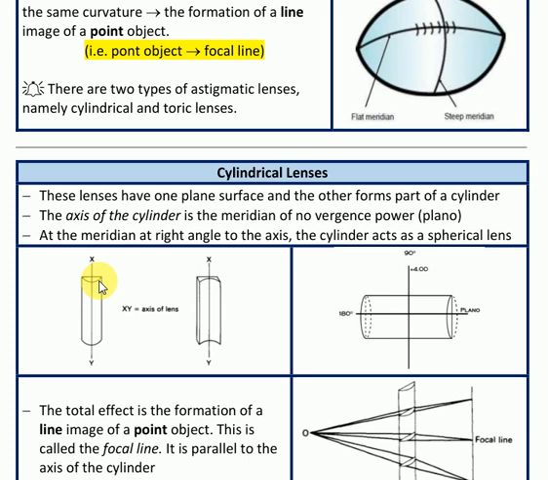The total effect is the formation of a line image of a point object. As you can see, this is a line image. This is called the focal line. It is parallel to the axis of the cylinder. This is the axis. So the focal line is parallel to the axis.